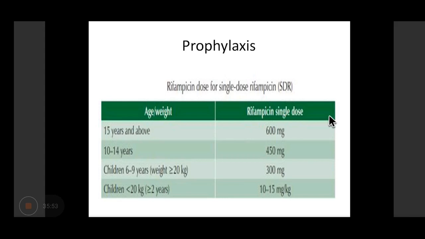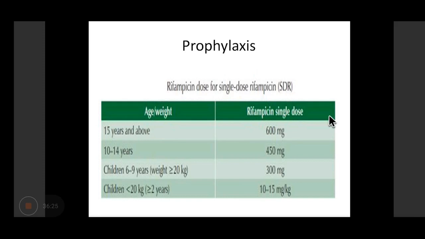So this is a drug for prophylaxis, like we read the prophylaxis of TB. Chemoprophylaxis, similarly here, single dose rifampicin, SDR, is used. Just as in ATT prophylaxis we were using isoniazid for 6 months, similarly here we are using rifampicin. And here is the weight and age based distribution of the dose of single dose rifampicin.